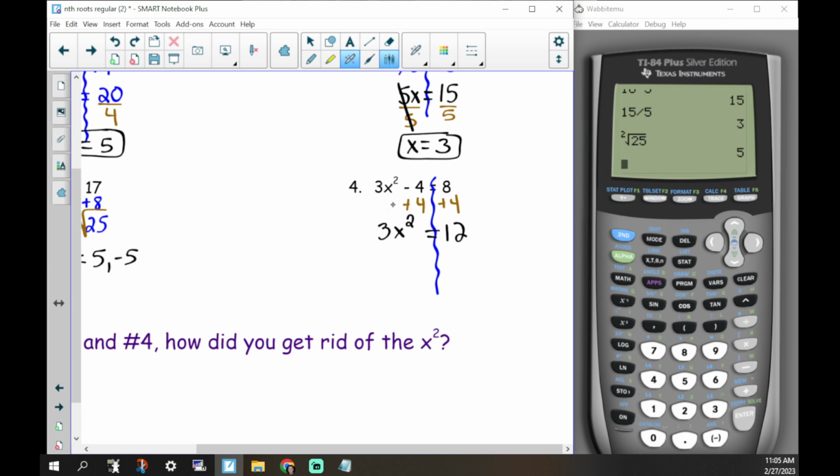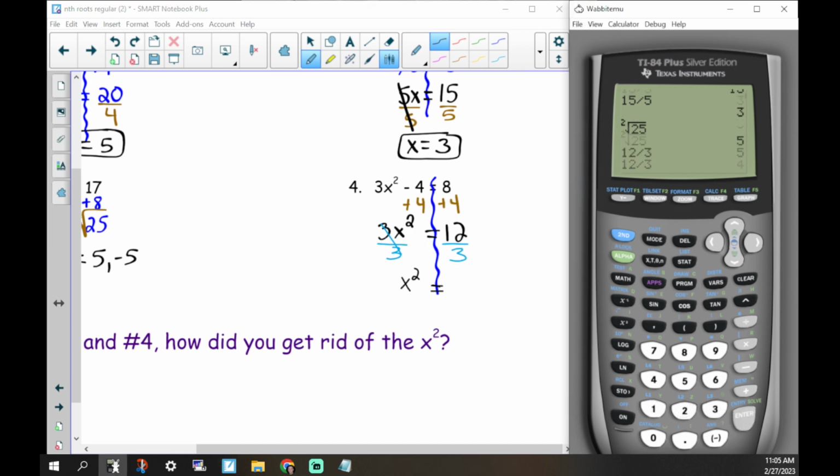Now to undo that, we can't root anything because we still have that 3 in front of that x. So we'll need to actually divide each side by 3. Those 3's will cancel out, and we shall be left with x squared is equal to the number. Now 12 divided by 3, on our calculator, is 4.